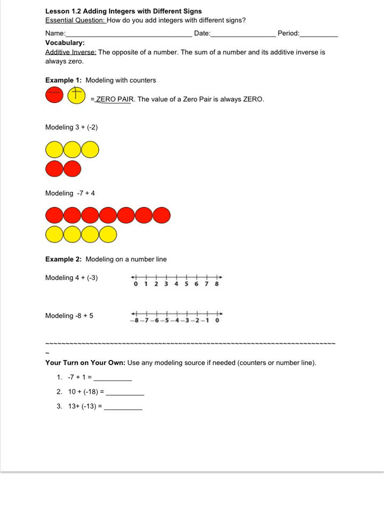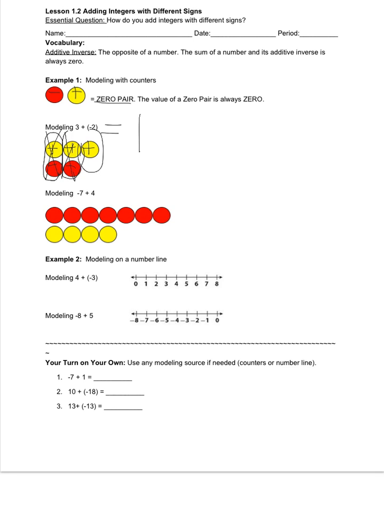So we see we have 3 positive counters and 2 negative counters. Using our 0 pairs, we can pair up one positive and one negative, and that cancels out because the value is 0. We can do that one more time because we have one more positive and one more negative, and the value is again 0. So what we can see is we have left a positive 1. The sum of 3 and negative 2 is positive 1.